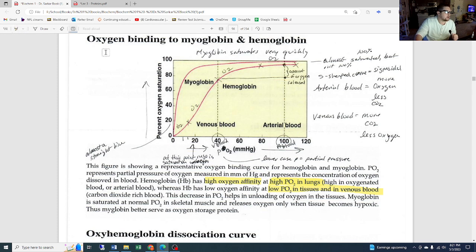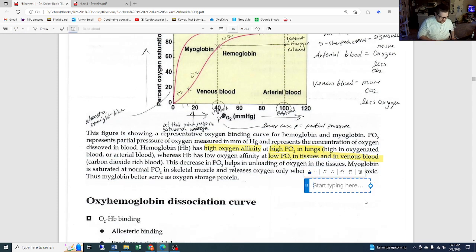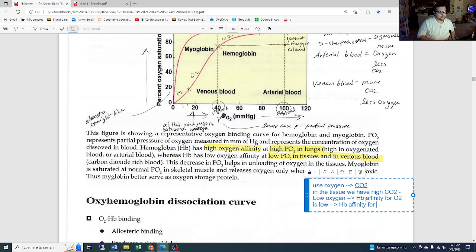So why is it lower in the tissues? Because we've been using it. In the tissues, we use oxygen, and it gets converted to CO2. So in the tissue, we have high CO2 and low oxygen, which means our hemoglobin affinity for oxygen is low. Hemoglobin affinity for CO2 is high in the tissues, like in the muscle tissue.